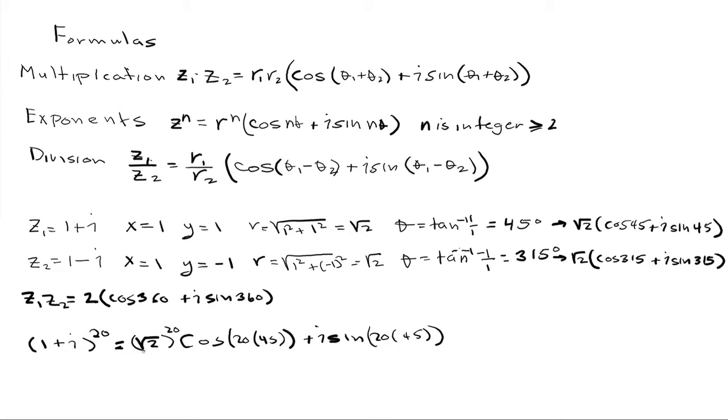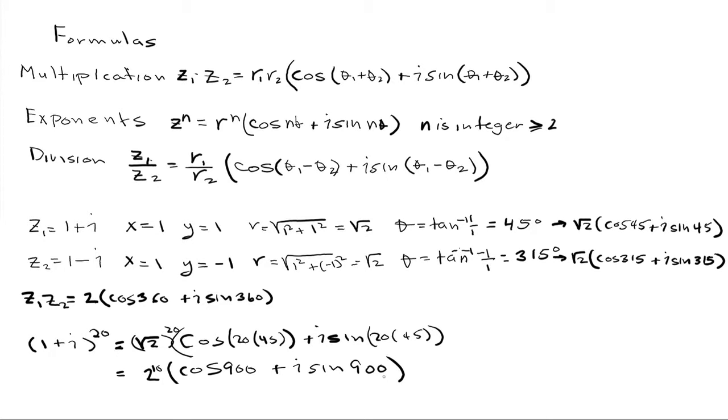Alright, so if I raise the square root of 2 to the 20th power, that's 2 to the 10th power. And I don't feel like working that out, so I'm just going to leave that as 2 to the 10th power. Cosine 9900 plus i sine 900.